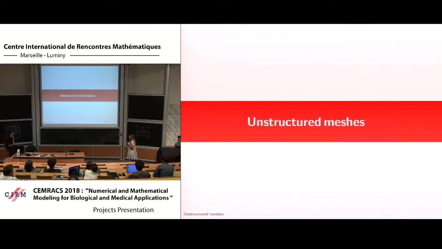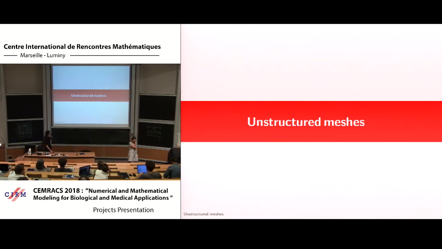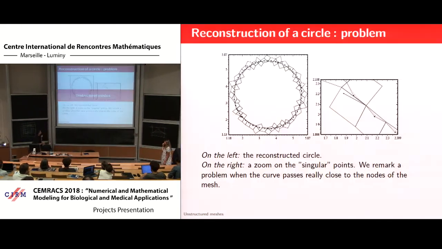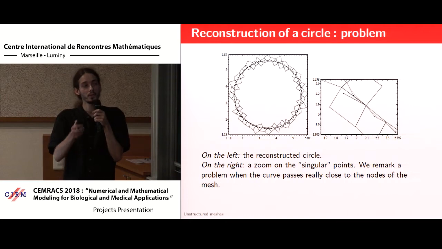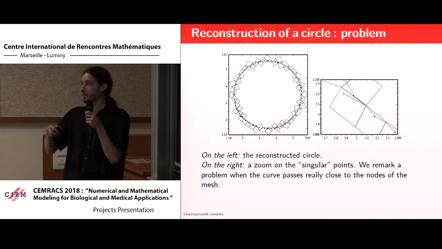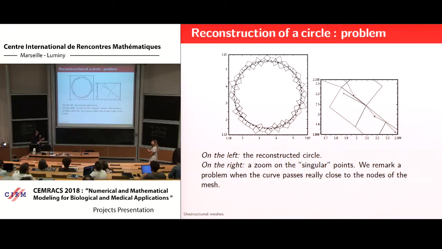So the problems arrive when we pass to unstructured meshes. When we tried to apply this algorithm to unstructured meshes, we were confronted with a new kind of problem for the correction, because sometimes after the first step of Depere, after the dynamic programming, the reconstructed interface passed through some vertex of the mesh.